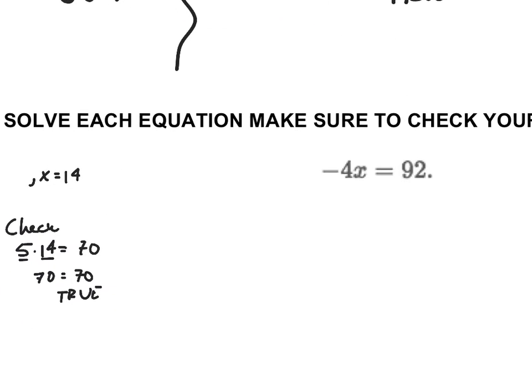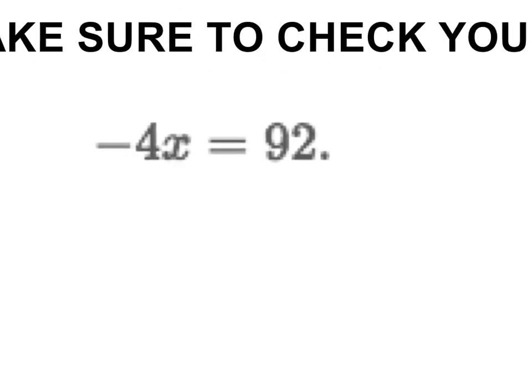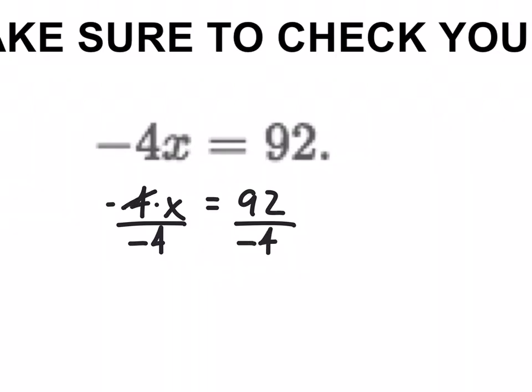Let's do another one. On this one, it says negative 4x is equal to 92. So really, I'm going to rewrite this as negative 4 times x is equal to 92. Now I'm going to divide both sides by negative 4. Since I'm multiplying by negative 4, the opposite is dividing by negative 4. So I do that to both sides, and I get negative 4 divided by negative 4, so then I get x is equal to 92 divided by 4. So let's do that. 92 divided by 4 is going to give me 23. So x is equal to 23.